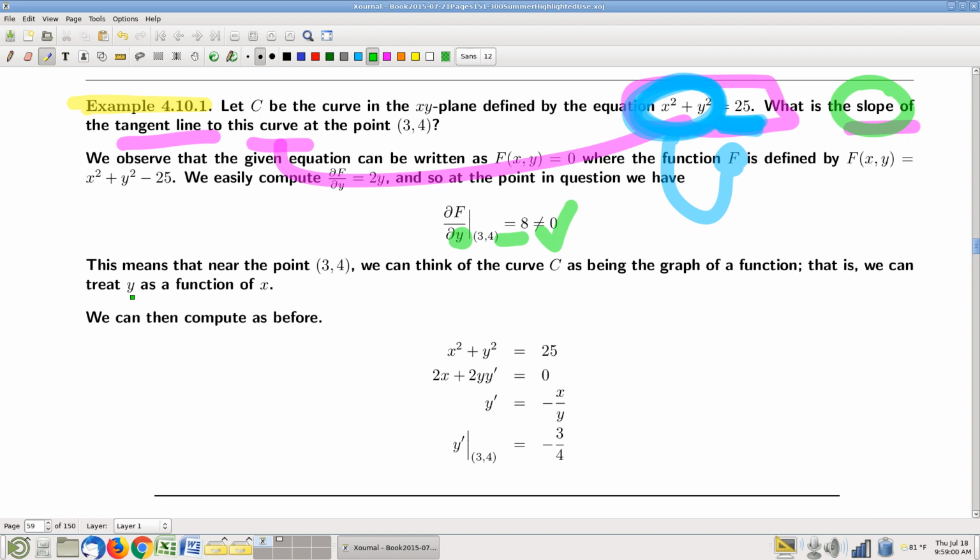I can treat y as being a function of x. And then, again, all your old Calc 1 calculation, totally fine. Just do the usual down there. Everybody on board?